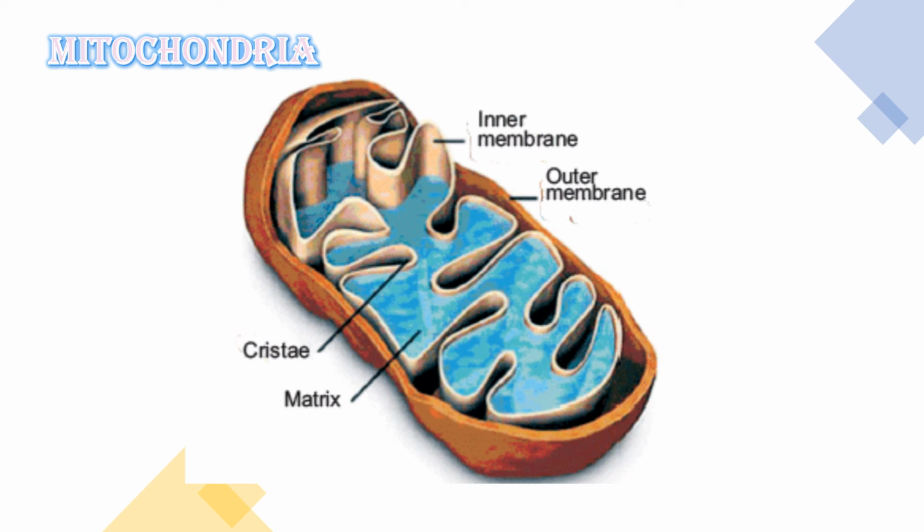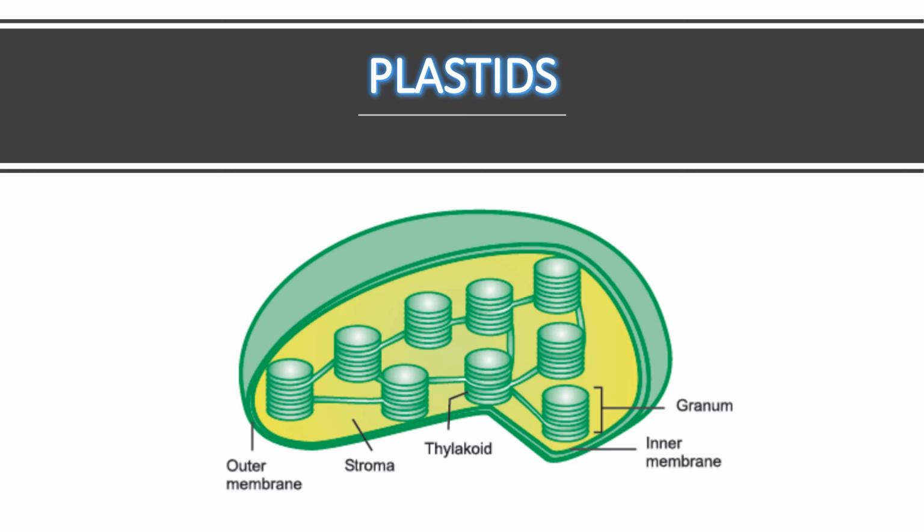Mitochondria have their own DNA and ribosomes. The ribosomes of mitochondria are more similar to bacterial ribosomes than to eukaryotic ribosomes. Plastids are also membrane-bounded organelles that occur only in plant cells. Now, there are three types of plastids. Number 1, chloroplast, number 2, leucoplast, and number 3 is chromoplast.